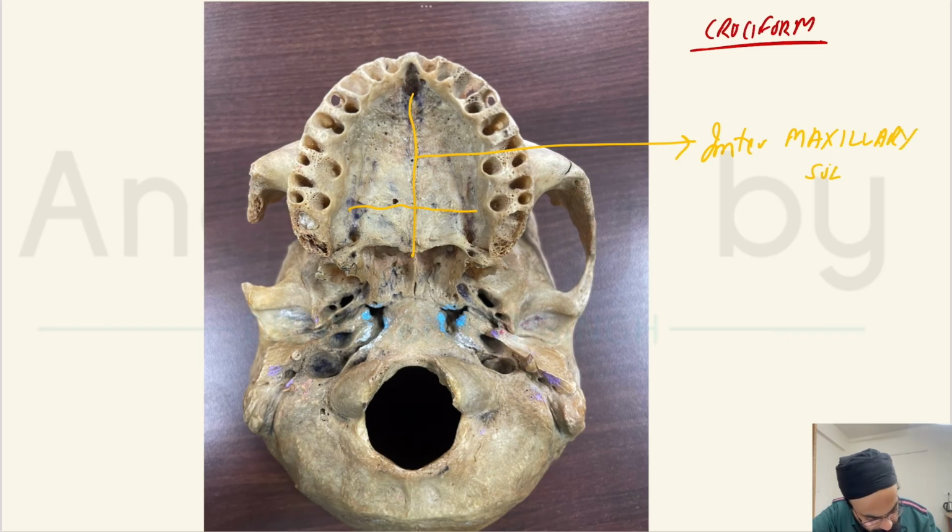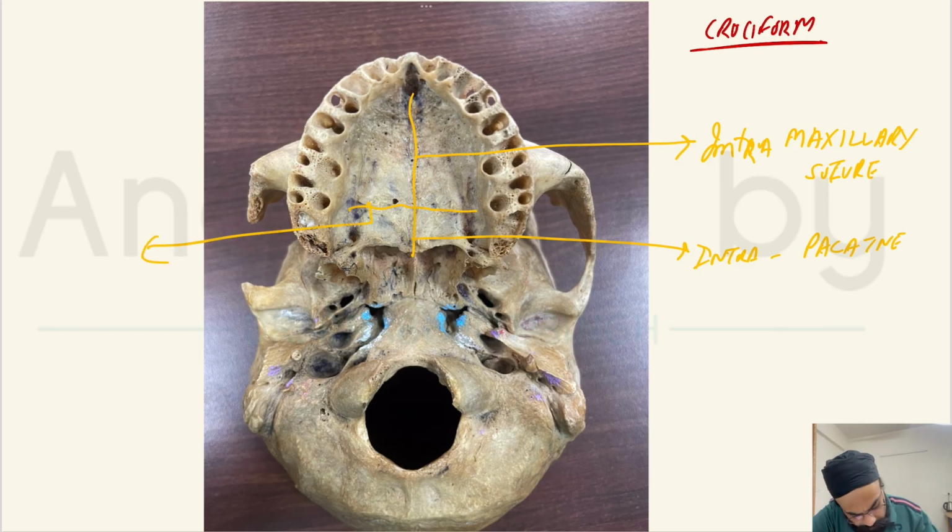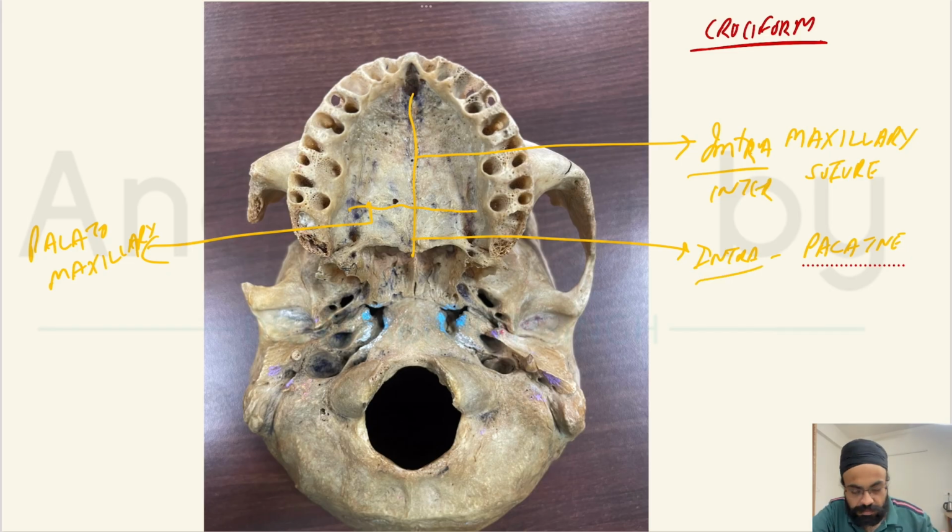This is intermaxillary suture. This is, not inter but, intrapalatine, and this is palatomaxillary. Some authors also call it as inter, so you can go for any, it doesn't matter. I'll tell you why. Because this part is made by the maxilla.